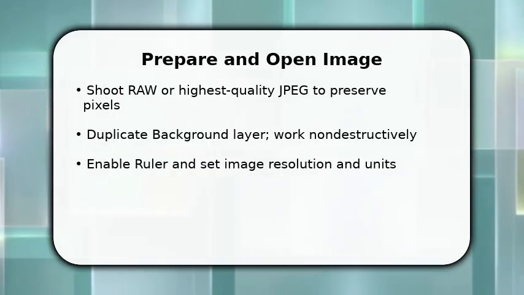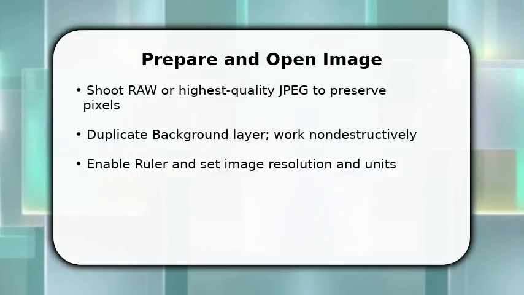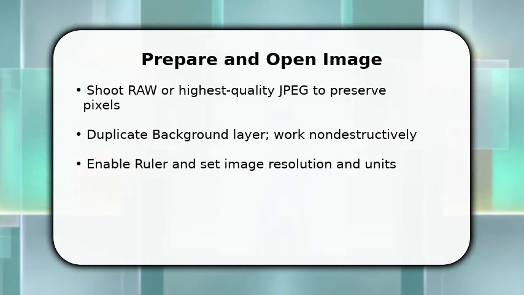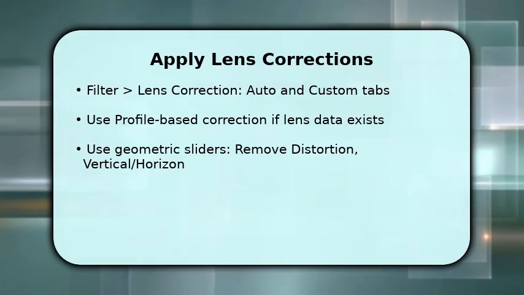Next, convert to a smart object so filters remain editable. That makes it easy to tweak corrections without loss. Now you're ready to apply lens fixes. You'll go to Filter Lens Correction and start with the Auto tab.